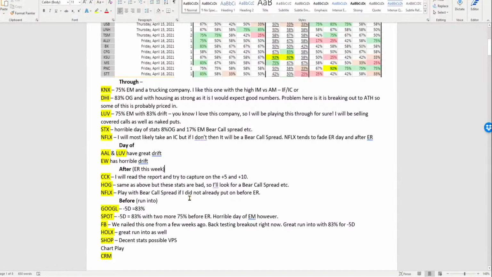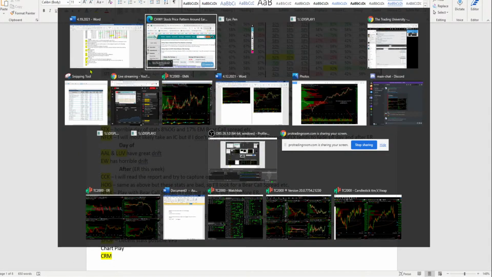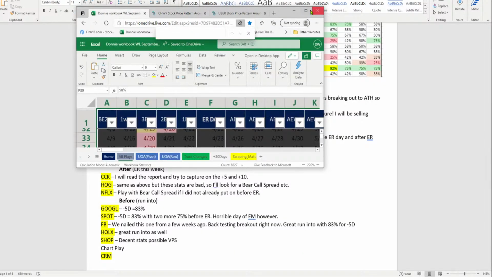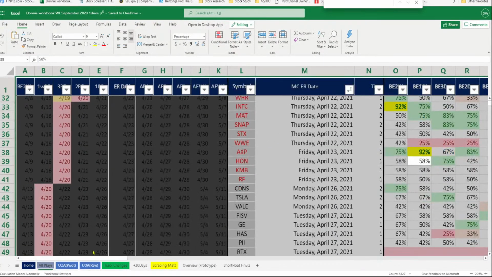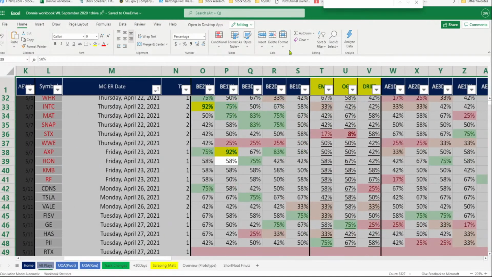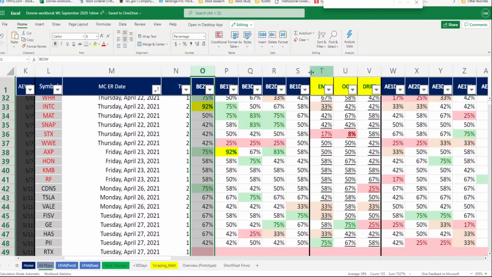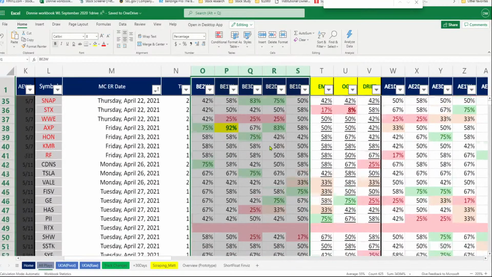Now, for the run into, for anybody that's new, that's never seen this before, all we're doing is watching this section right here from O to S. That's it. We're looking at O to S to see how these run into.